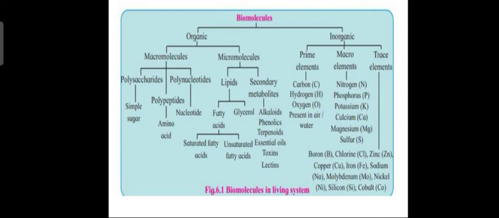Next, coming to the inorganics. Biomolecules also include inorganic molecules like primary elements, macro elements and trace elements. The primary elements are carbon, hydrogen and oxygen, which are present in the air, and are considered the primary necessary elements. The macro elements are nitrogen, phosphorus, potassium, calcium, magnesium and sulfur. And the trace elements are boron, chlorine, zinc, copper, iron, sodium, molybdenum, nickel, silicon and cobalt.